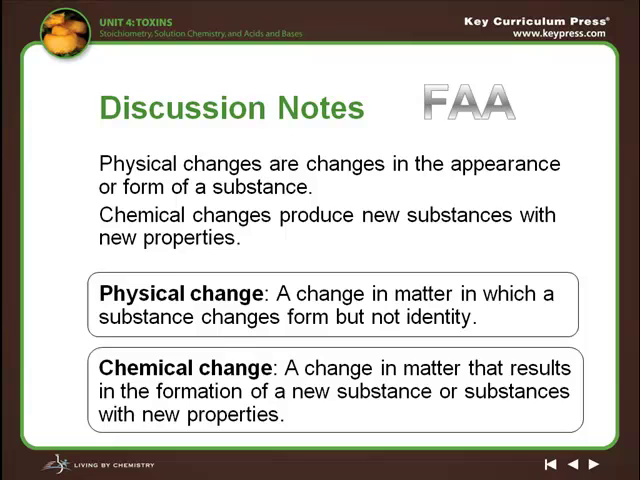Now, to differentiate between physical and chemical changes, I use a very easy mnemonic to remember, and that's called the FAA. When I think of chemistry, sometimes I think of explosion, and that's just my personal experience with chemistry. It has nothing to do with you personally.